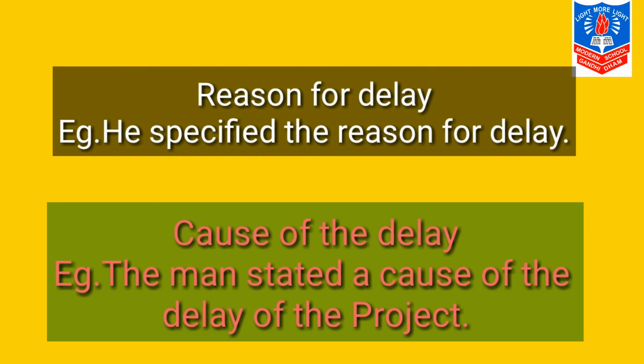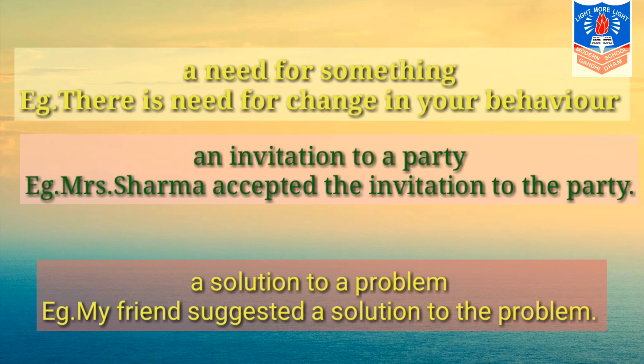Next sentence is a reason for the delay. So the example for this is, he specified the reason for the delay, and next one is cause of the delay. So the example for that is, the man stated a cause of the delay of the project. Next sentence is a need for something. So the example for this is, there is a need for change in your behavior.